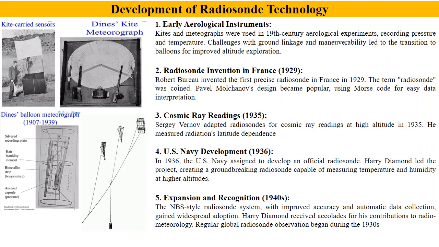Now, how did radiosonde technology develop? See, in earlier days, kites and meteorographs were used, like in the 19th century and so on. Two or three kites were actually flown just to measure the upper air. At that time, only pressure and temperature were recorded, and that too with the help of very weird devices. Like here, you can see the Dines kite meteorograph.